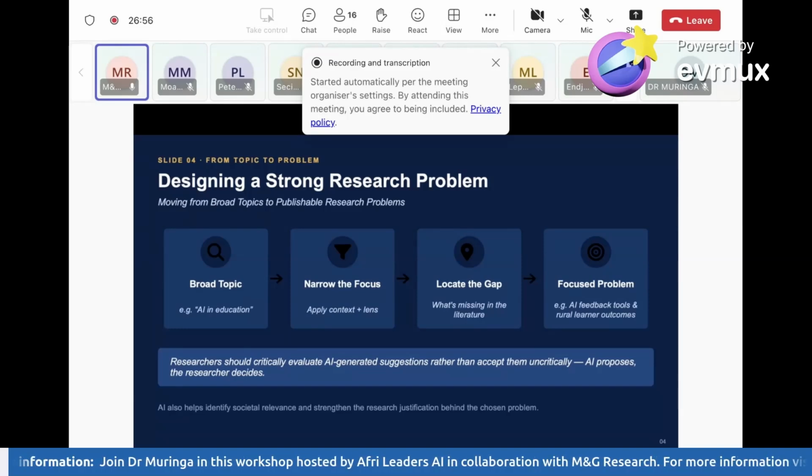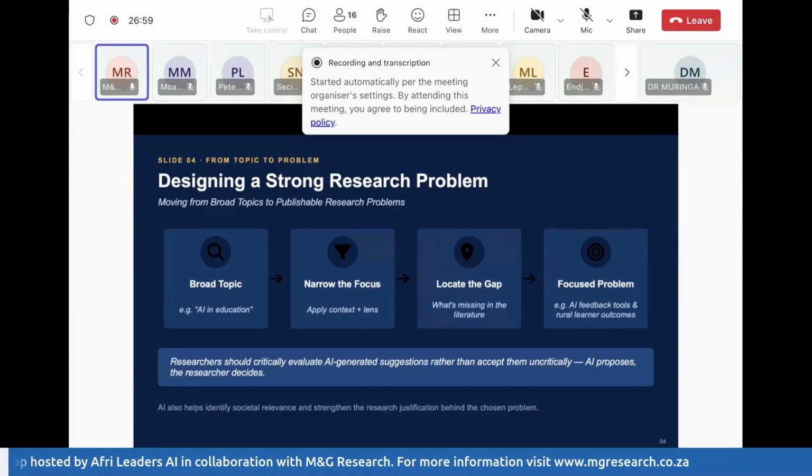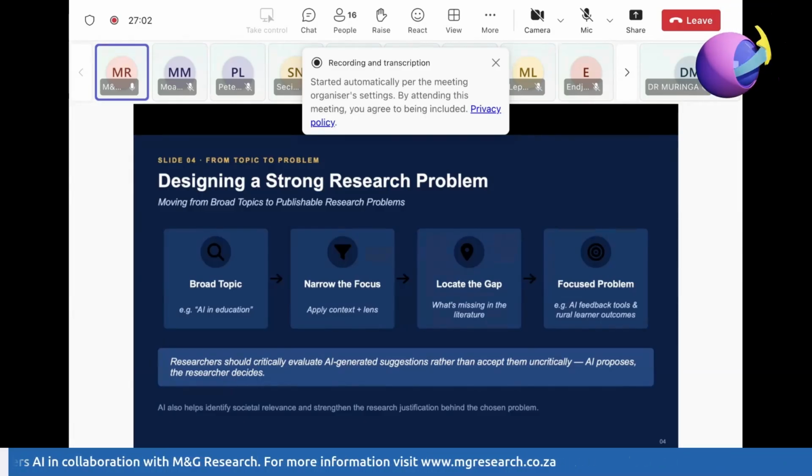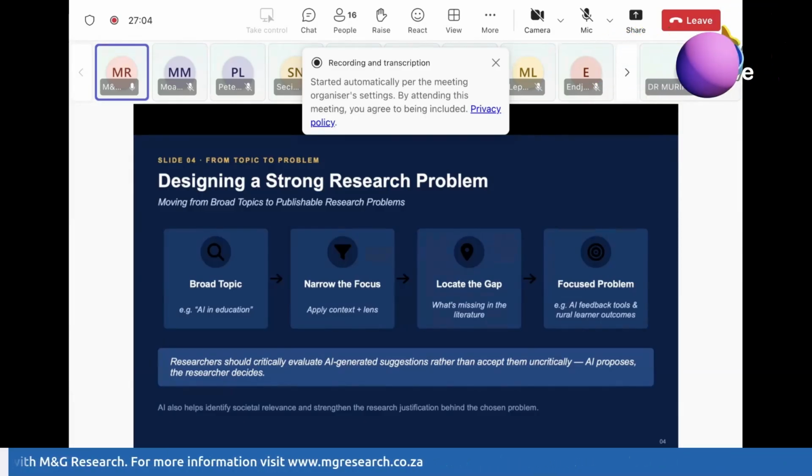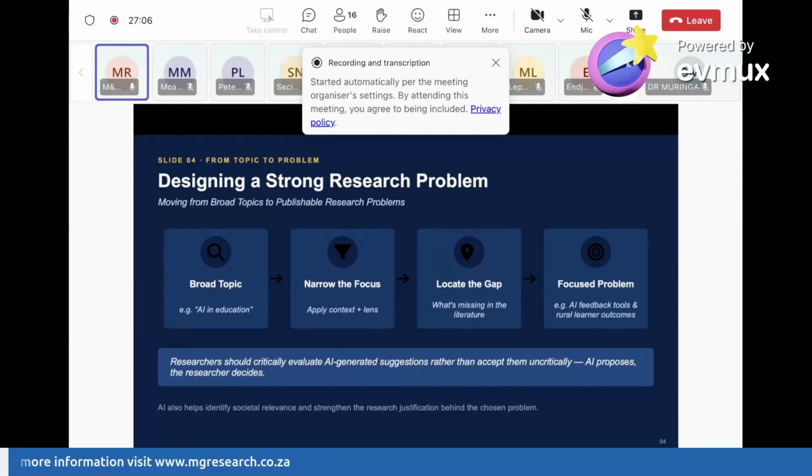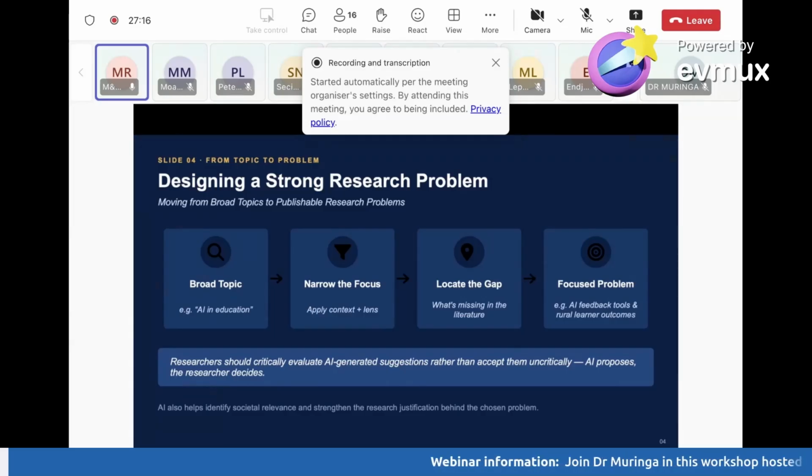Then you bring in your ChatGPT or your Gemini, your Claude AI, your DeepSeek to narrow the focus, apply context plus lens. Then you need to locate the gap, what's missing in the literature, and focus the problem. For example, AI feedback tools and rural learners' outcomes, right?